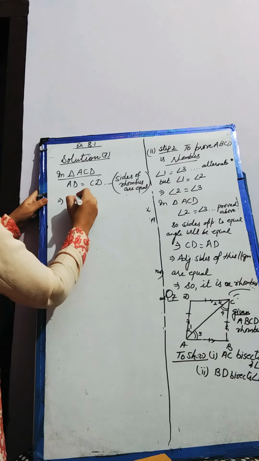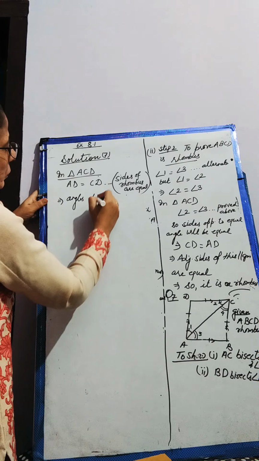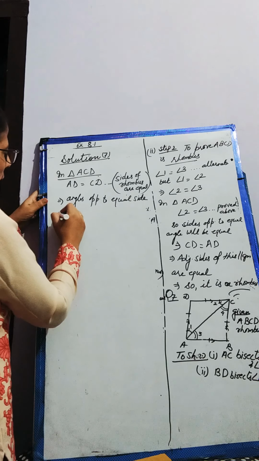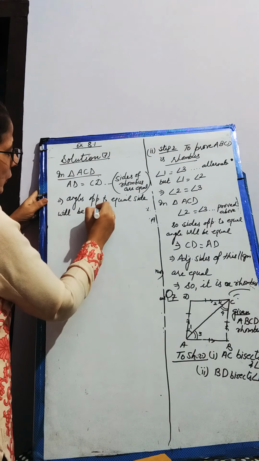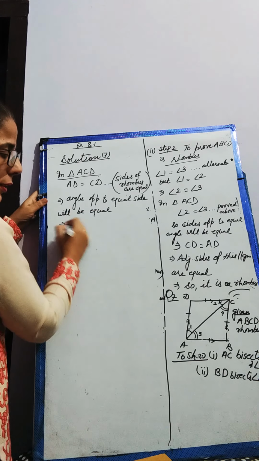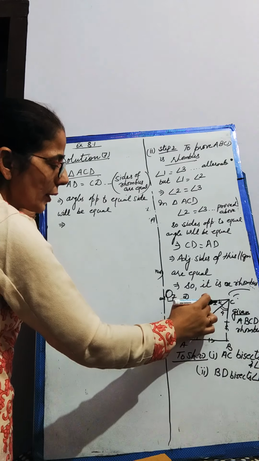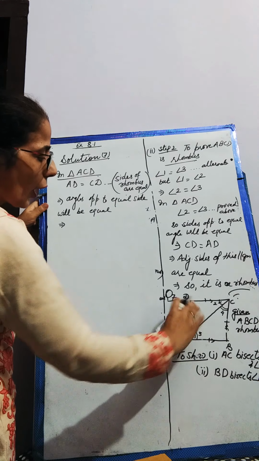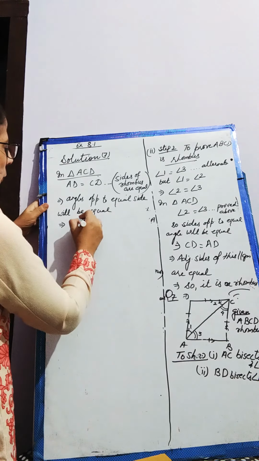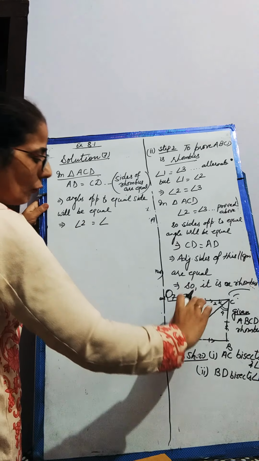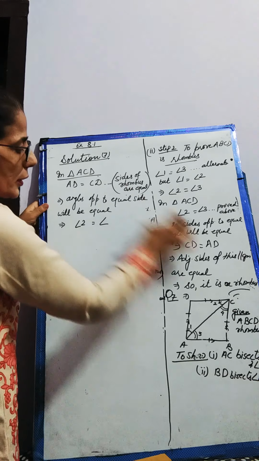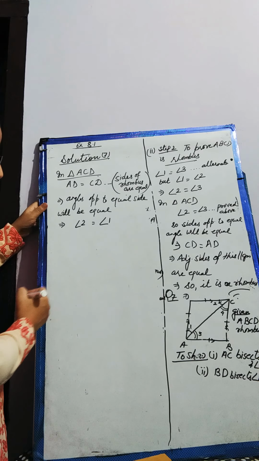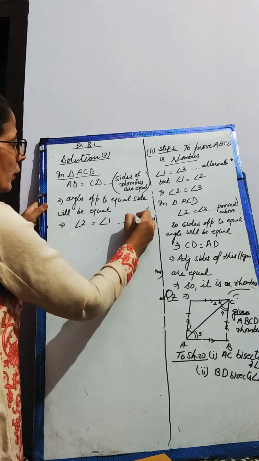Therefore, angles opposite to equal sides will be equal. That means what? In this triangle, this side is equal to this side. So, the angles opposite to them: for AD, which is the opposite angle? Angle 2, which is opposite to AD, is equal to the angle opposite to CD. This is angle 1. Angle 2 is equal to angle 1. Right? So, this is our first thing.